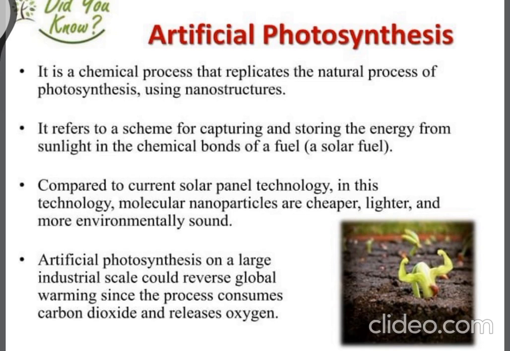It refers to a scheme for capturing and storing the energy from sunlight in the chemical bond of a fuel. Compared to current solar panel technology, in this technology, molecular nanoparticles are cheaper, lighter, and more environmentally sound.